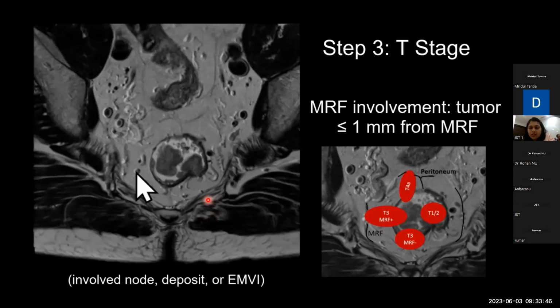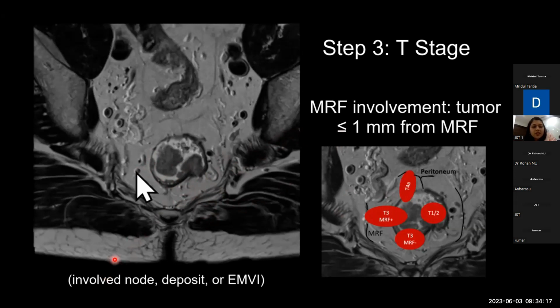The T staging again involves, as we know, the T3 staging involves the MRF involvement. We have to define clearly which is the most aggressive part of this tumor, and that could be defined by the most distant point of the tumor lying beyond the muscularis propria. So if the tumor is less than 1 mm from the mesorectal fascia, then it's a CRM positive condition.